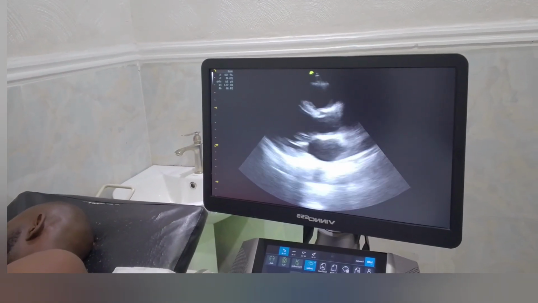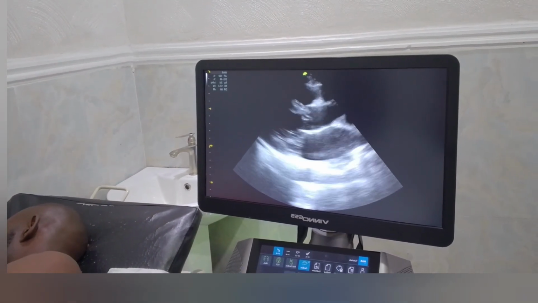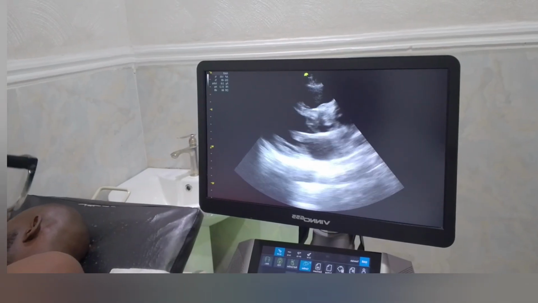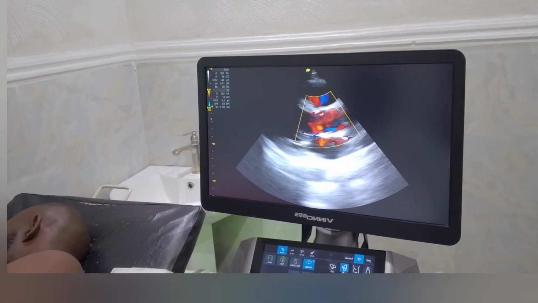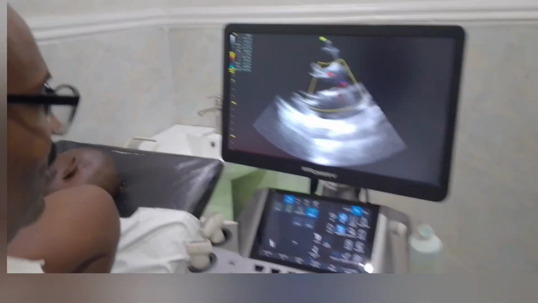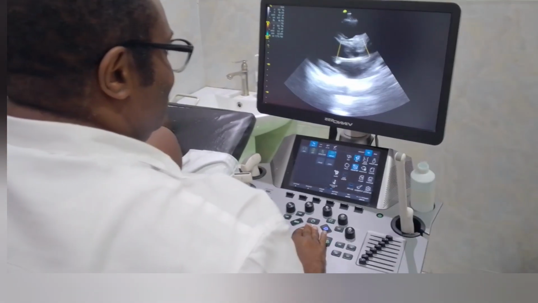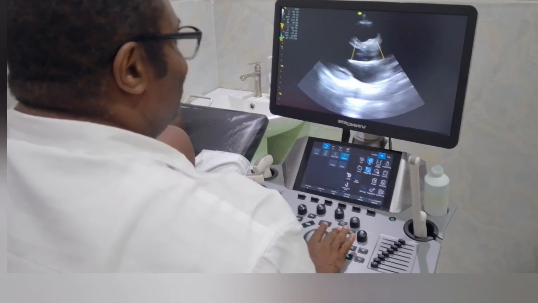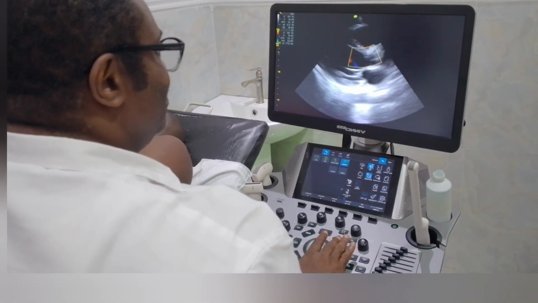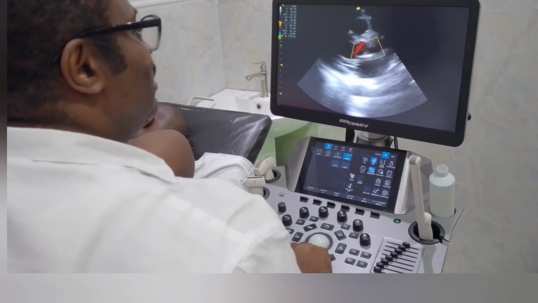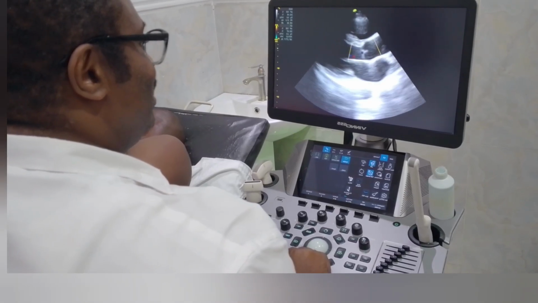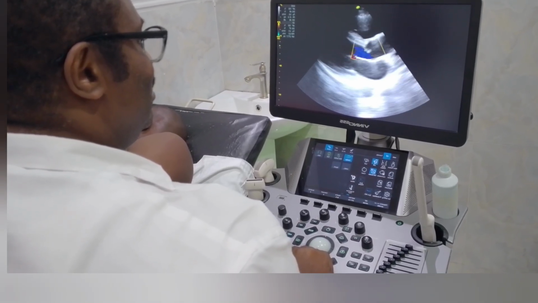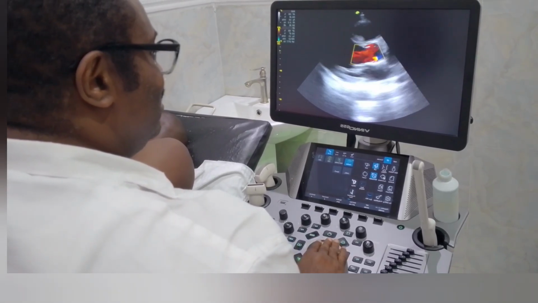So now, in the absence of all that, in this view, we want to do a color evaluation of the left ventricular outflow tract. So we activate our color Doppler. Let the field of view for this be reduced. Then we evaluate: are we seeing any regurgitation? Is there any turbulence there? There is no obvious turbulence.